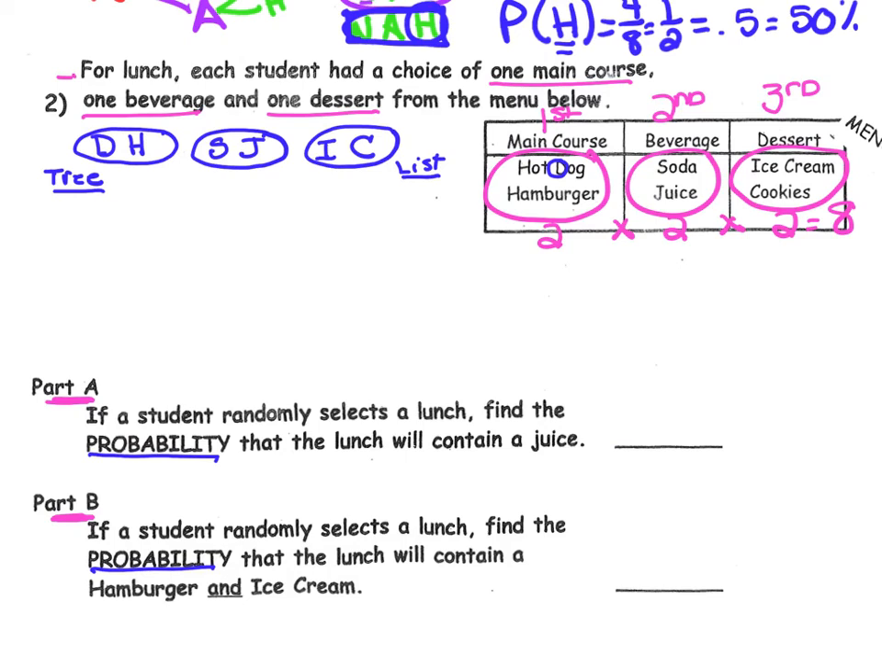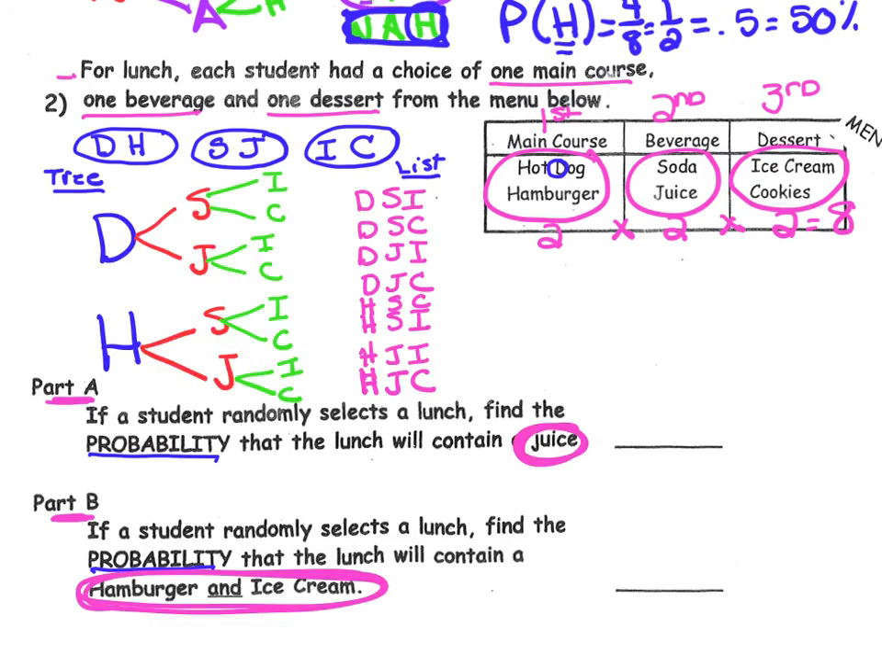Pause the video and complete this section on your own. At the very end of the video, I will post the answer key, but please try this one on your own. Pause the video right now. Your tree diagram should look like this tree, and your list should have 8 possible lunch combinations, and it should look like this. What's the probability of grabbing a lunch that contains a juice when randomly selecting?